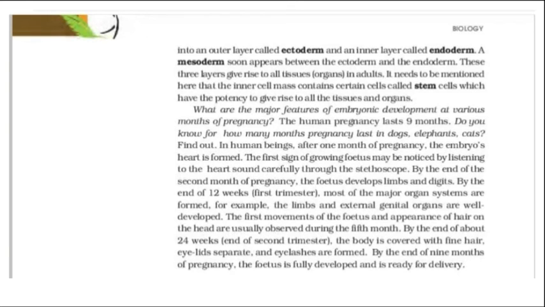By the end of 12 weeks or first trimester, most of the major organ systems are formed. For example, the limbs and external genital organs are well developed. The first movements of the fetus and appearance of hair on the head are usually observed during the 5th month. By the end of about 24 weeks or end of second trimester, the body is covered with fine hair, eyelids separate, and eyelashes are formed. By the end of 9 months of pregnancy, the fetus is fully developed and is ready for delivery.